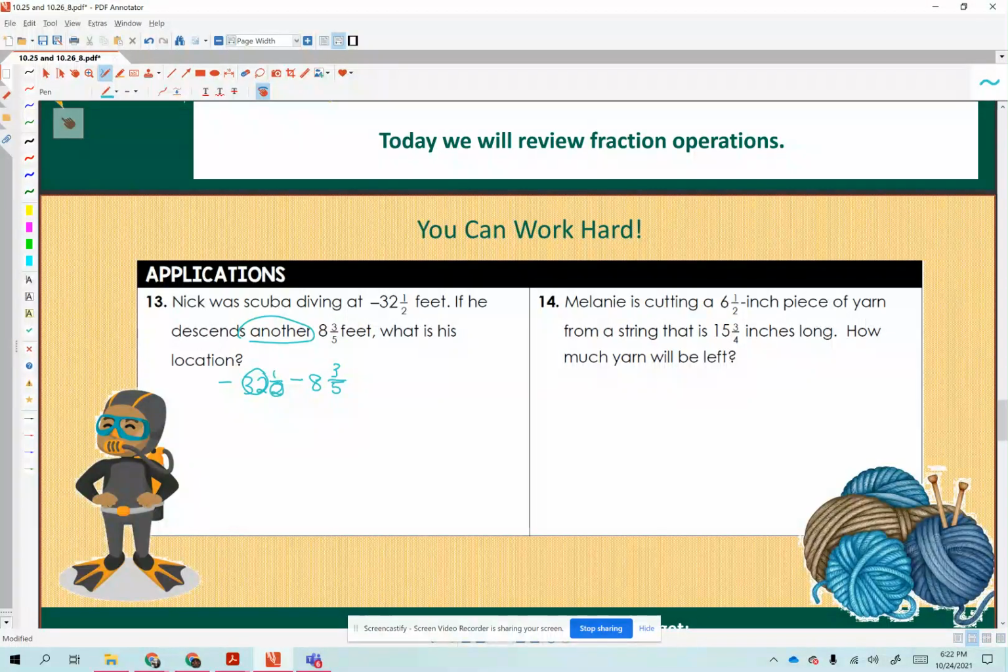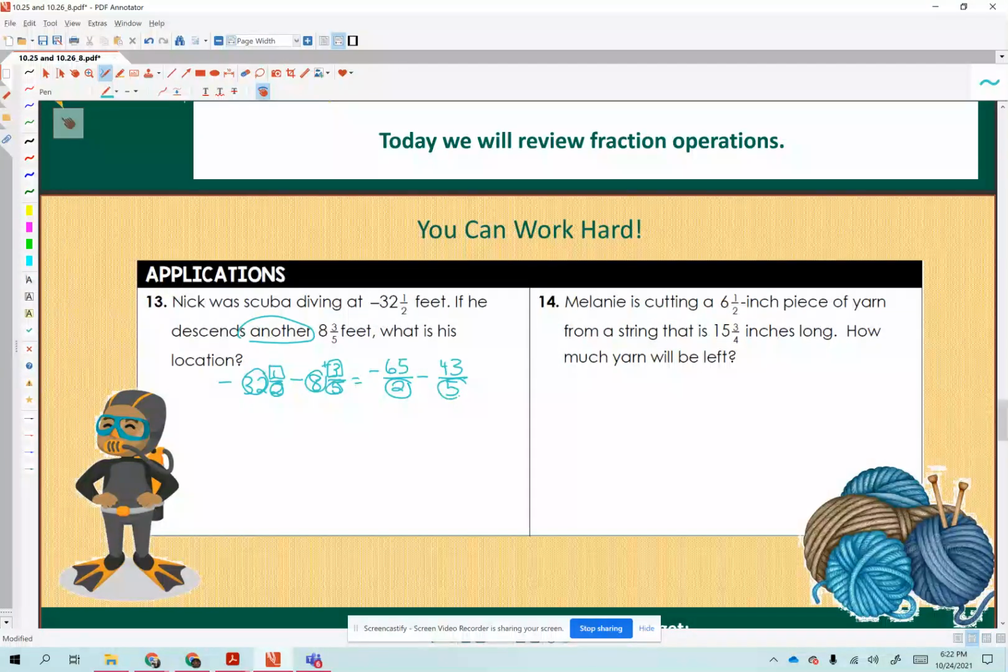32 times 2 is 64, plus the numerator is 65. So that's negative 65 over 2. And 5 times 8 is 40, plus the numerator, so that would be minus 43/5. So we can think of it as adding them together and making them both negative because he's descending, he's going below the water. So now we have to convert them to a common denominator.